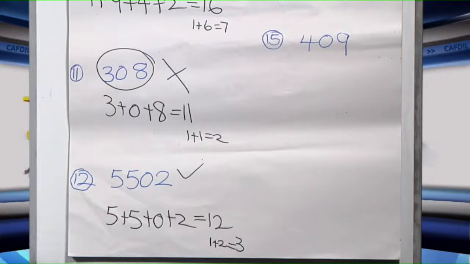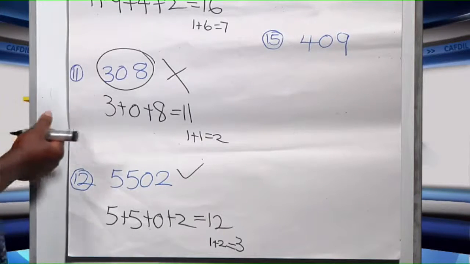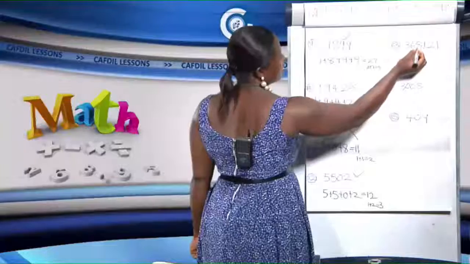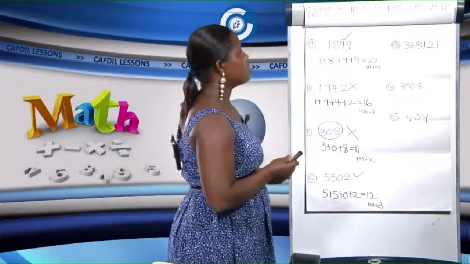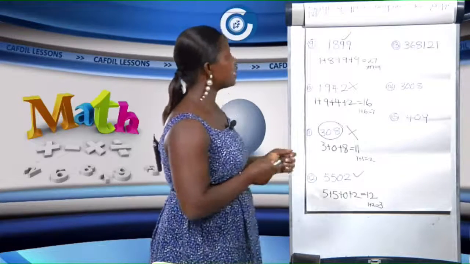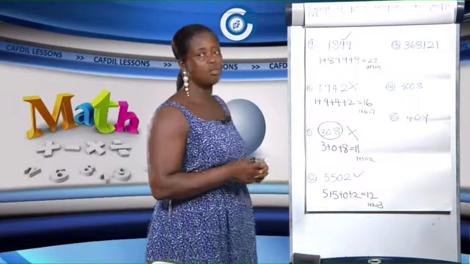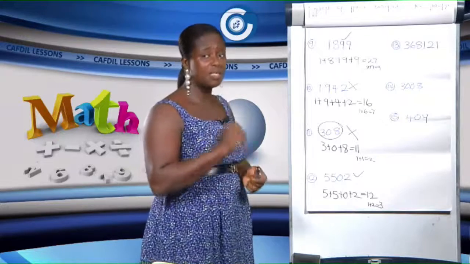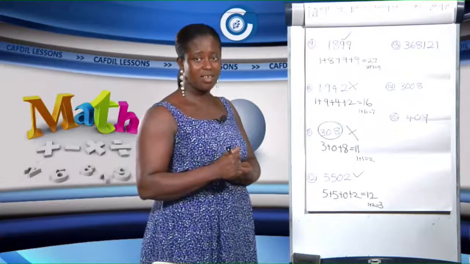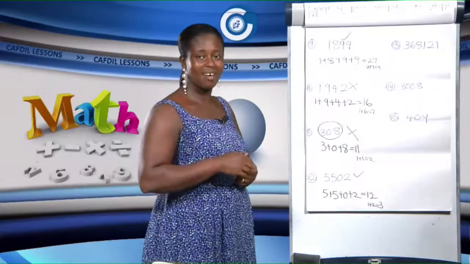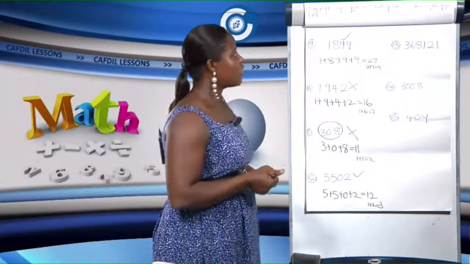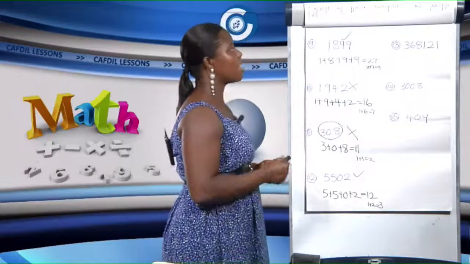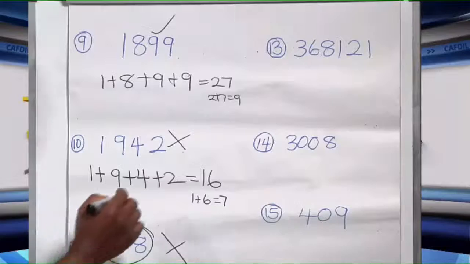Let's move. I have a huge figure over here. 368,121. Is it divisible by 3? Don't panic. Let's use the rule and see if 368,121 is divisible by 3.